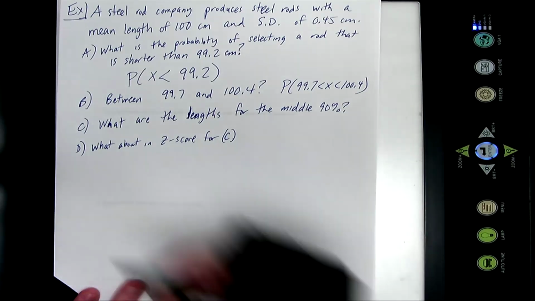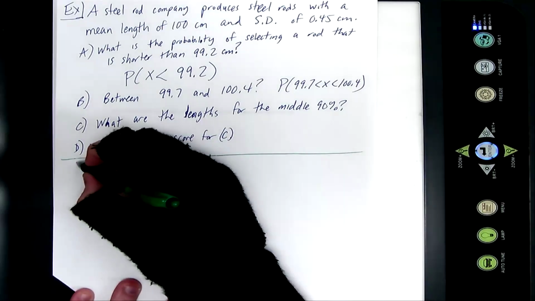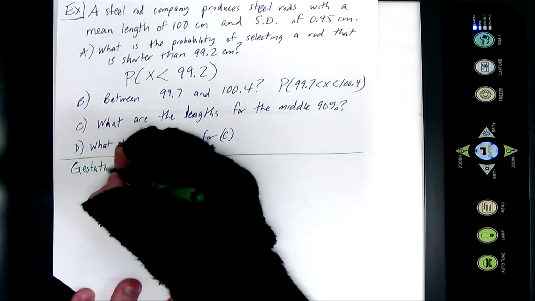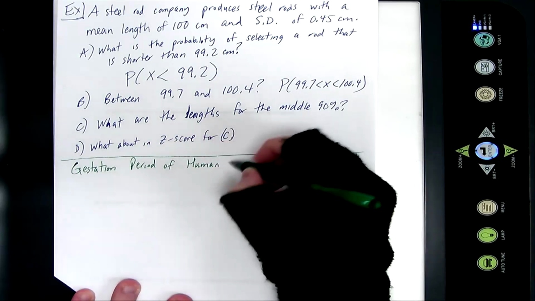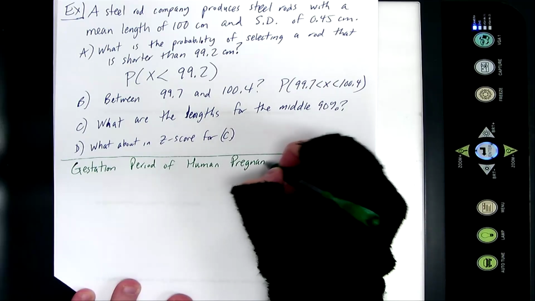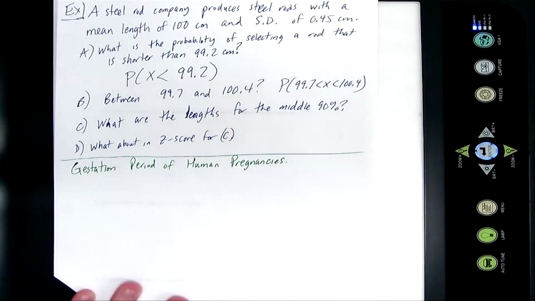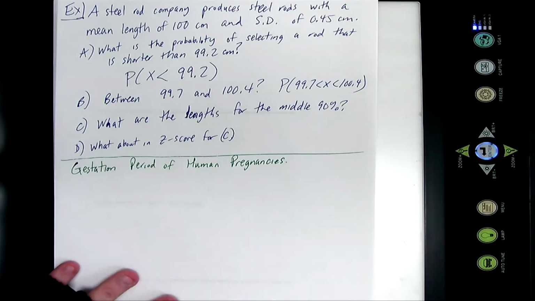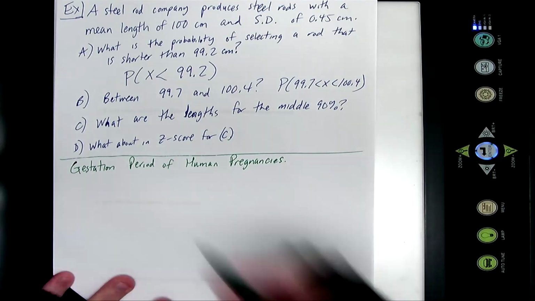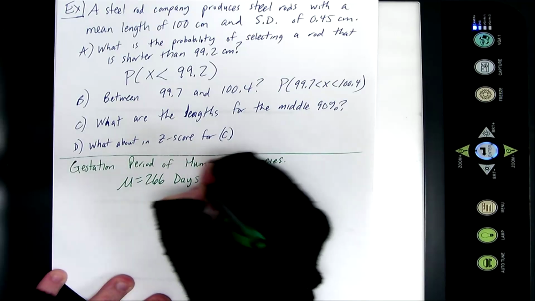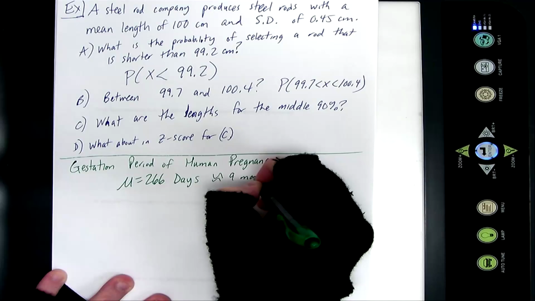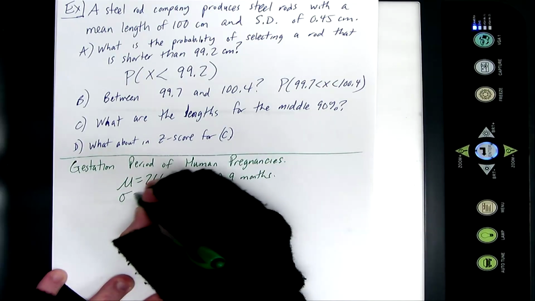Then our next question is about the gestation period of human pregnancies. Gestation period, if you're not in the know, is how long the baby is in the oven. The bun in the oven. How long is the baby cooked? So the average is 266 days, which is approximately 9 months. Standard deviation is 16 days.